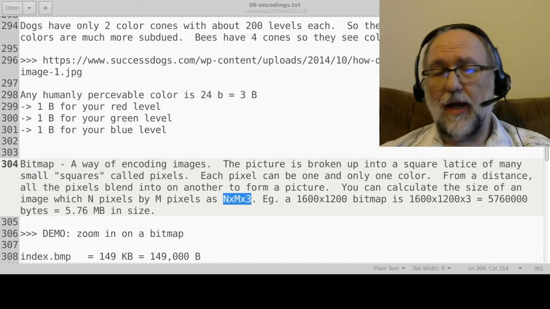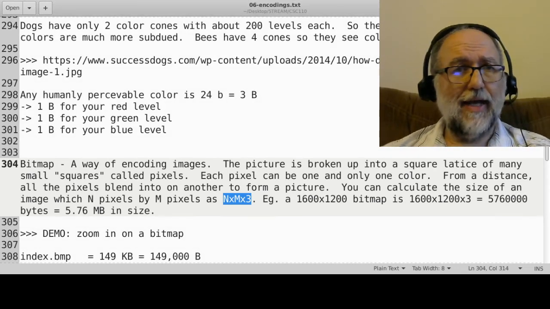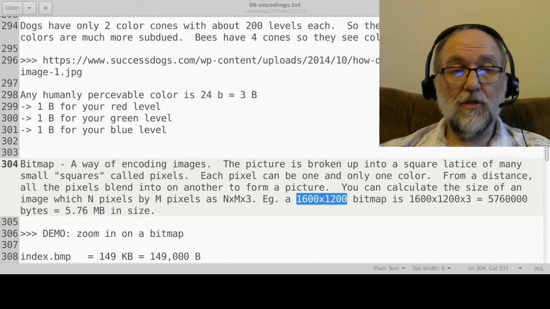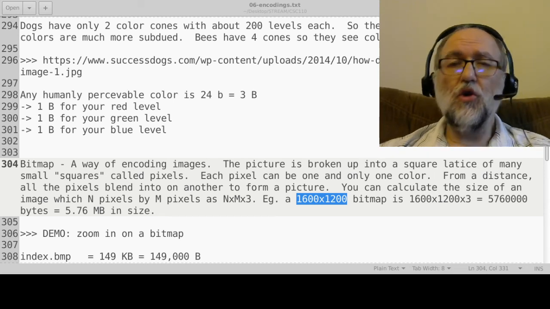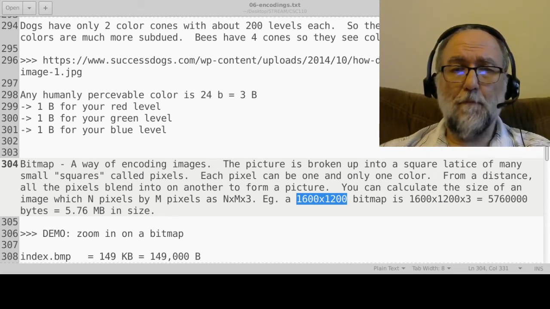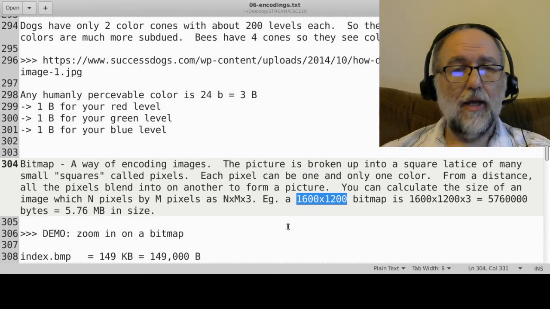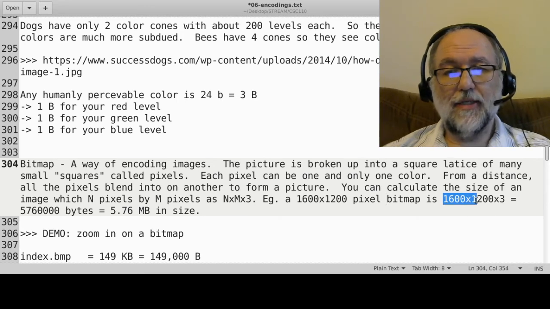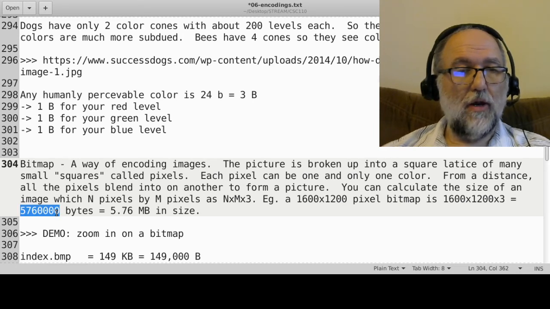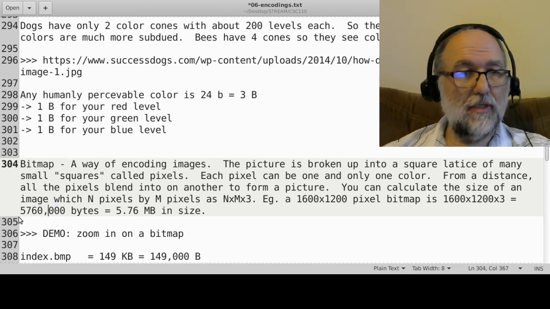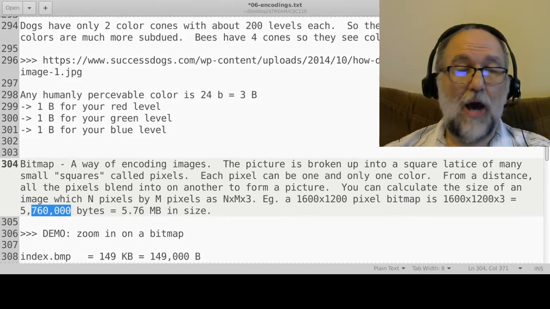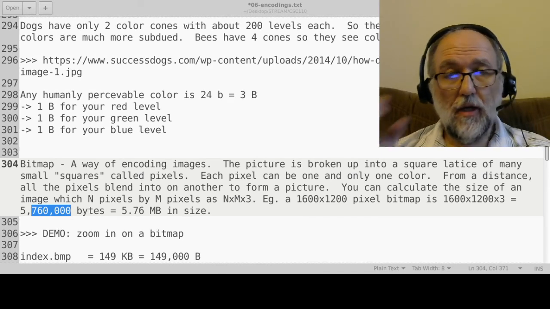Here's another example. This is a kind of question that you could be asked on a test or on the assignment. If your picture is 1,600 pixels by 1,200 pixels, so usually we would say a 1,600 by 1,200 pixel bitmap, you'd ask, how big is that? Well, first you would multiply the 1,600 by the 1,200 and then multiply that by 3, and you would get this number here. Let me put some commas in there so it's easy to see. That's going to be 5,760,000 bytes.